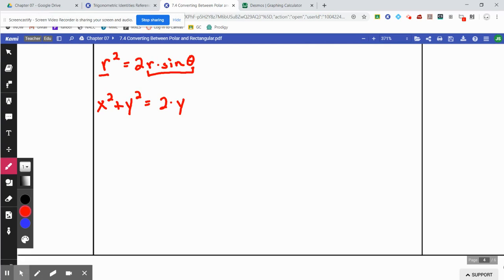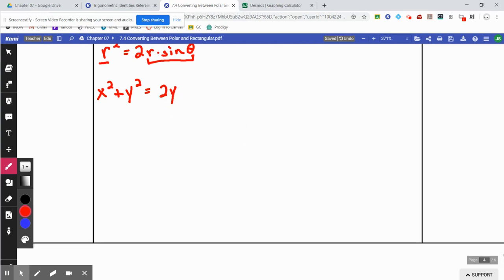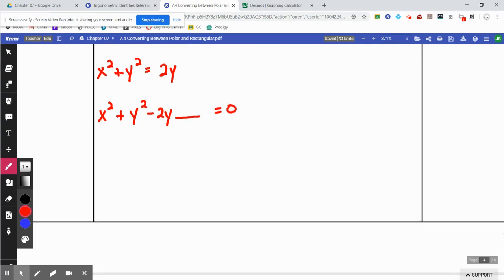Now that is a correct answer, but I don't want to leave it in that form. This looks a lot like some problems that we've worked in some earlier chapters. Let's take all of our y stuff and let's move it to the same side. 2y becomes minus 2y. Leave yourself a space, and that's equal to 0. Now what you have is x squared stuff, y squared stuff equals, this will eventually be r squared stuff. This is going to be a circle.